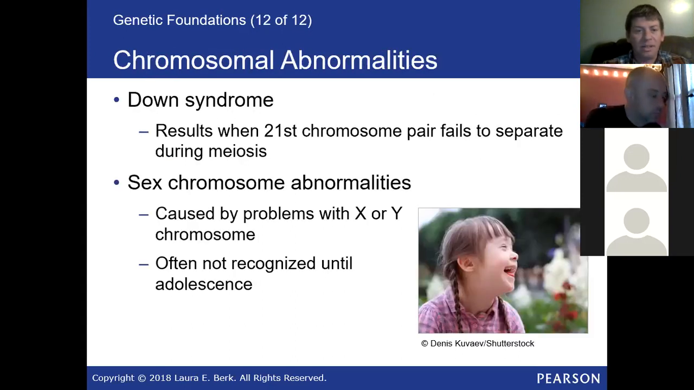Chromosomal abnormalities: Down syndrome results when the 21st chromosome pair fails to separate, right? So it's also known as trisomy 21. There are sex chromosome anomalies that are caused by problems with the X or the Y, but these are not often recognized until adolescence.